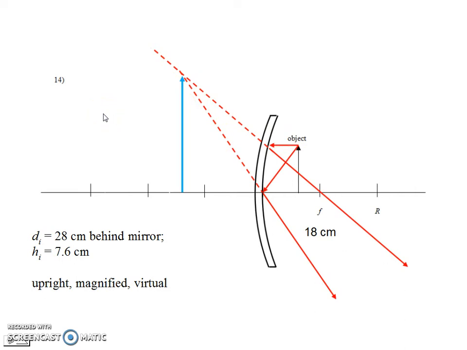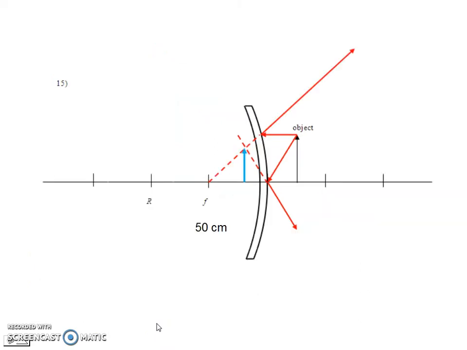So even if the problem doesn't tell you to, it's always a good idea to put down all the categories of image descriptions there as good practice. Let's take a look at problem 15.